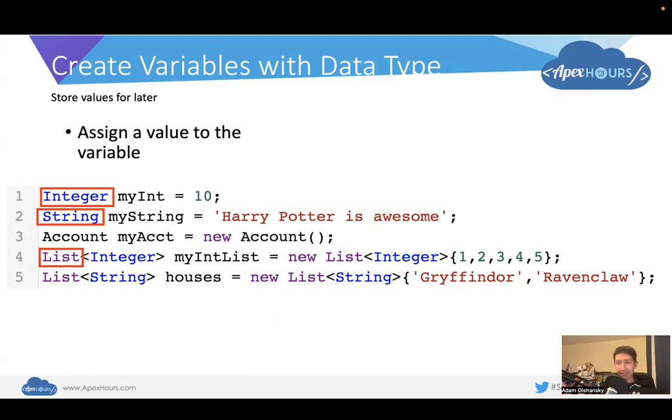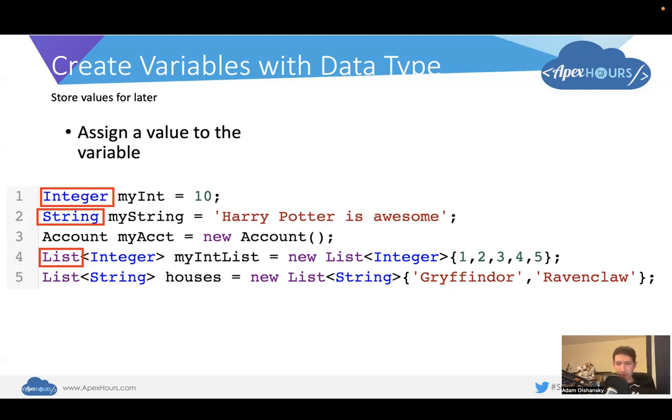So we have a number. We gave it a name, myInt. We can name it whatever we want, ideally a name that is useful and is going to tell us what it is. So we have an integer called myInt, and we're going to set it equal to the value of 10. And then we see a semicolon, which is basically the end of a statement in Apex. So we have an integer called myInt equals 10. That's a variable.